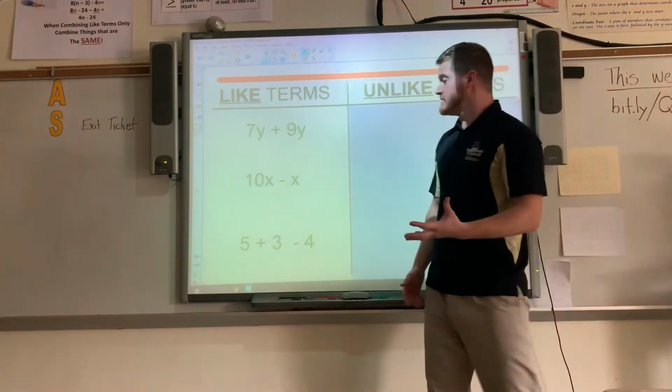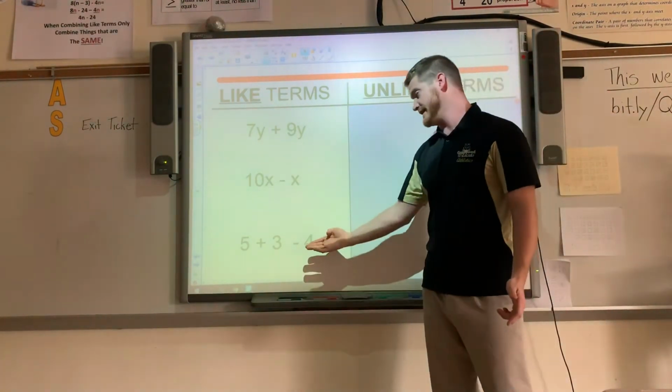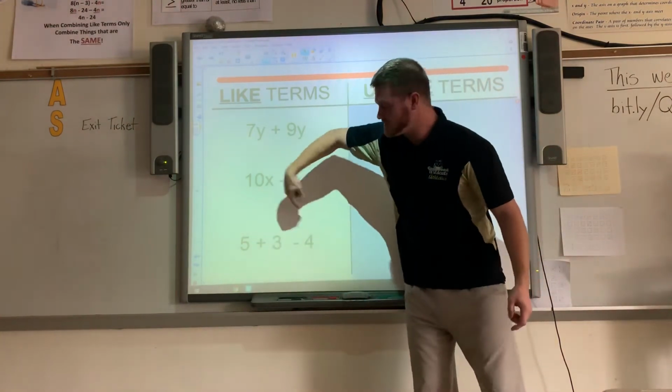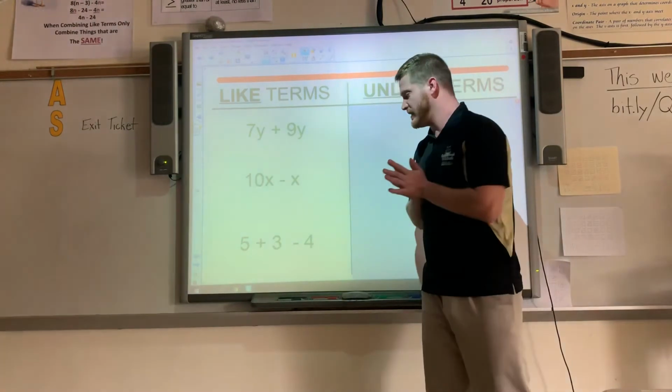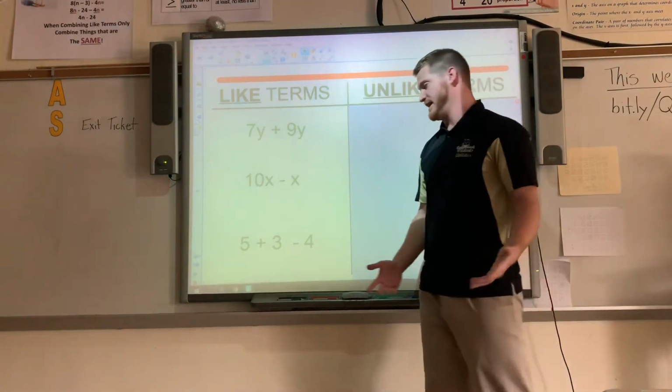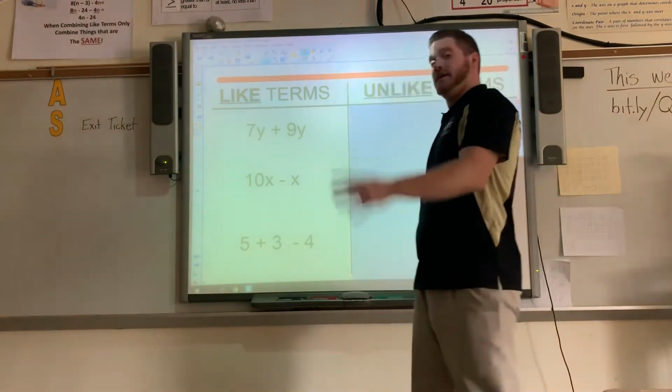And last but not least, whenever we start dealing with variables, sixth graders forget basic math that they've learned their whole life. These are also considered like terms. If they all don't have a variable, you can combine that. It's basically 5 plus 3 is 8, minus 4 would give us 4.